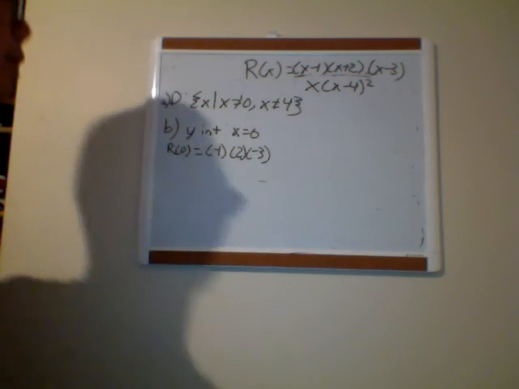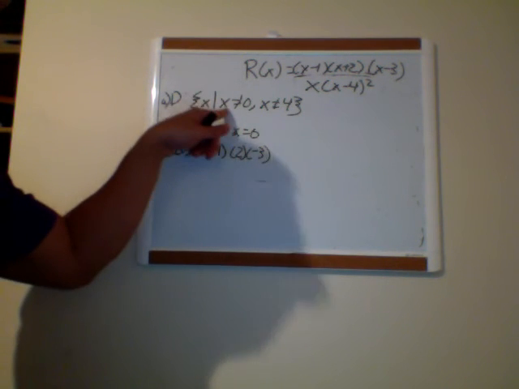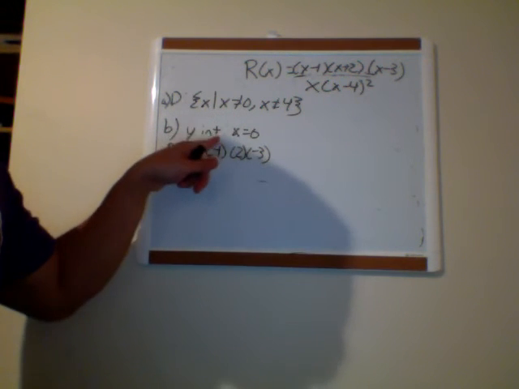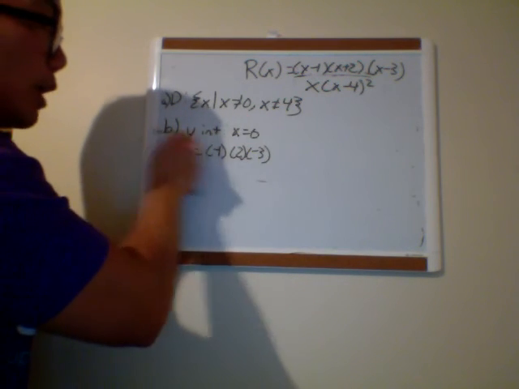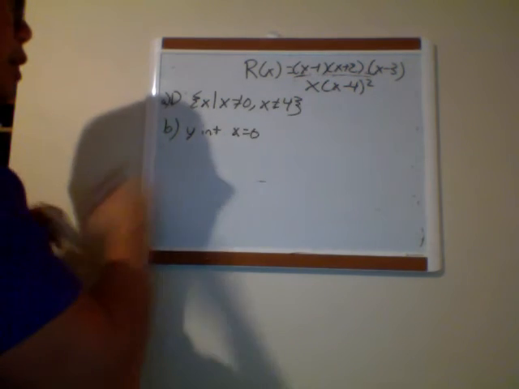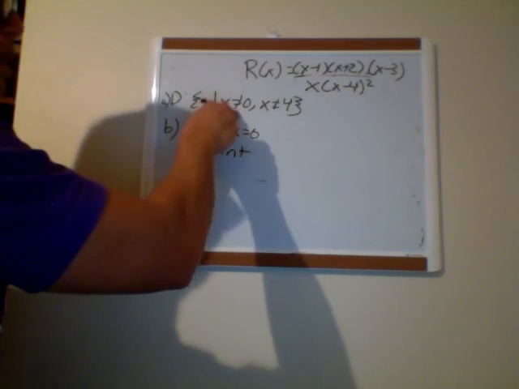Oh, I should have actually stopped. I didn't really need to do this because look, what's part of my domain? X cannot equal 0. So for the y-intercept, I already know, since x is 0 for my y-intercept, there is no y-intercept, right? Because x cannot equal 0.